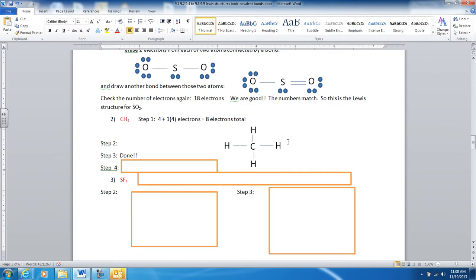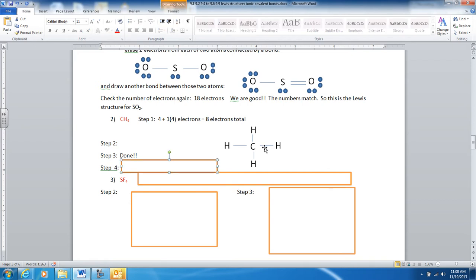So step 3 is already done because we don't fill in octets, and carbon already has an octet. It has a bond on each side, so I don't fill in a lone pair anywhere. By the way, this right here, these 2 electrons, that's a lone pair, this is a lone pair, this is a lone pair, lone pair, lone pair, lone pair. It's a pair of electrons that are alone, not between 2 atoms.